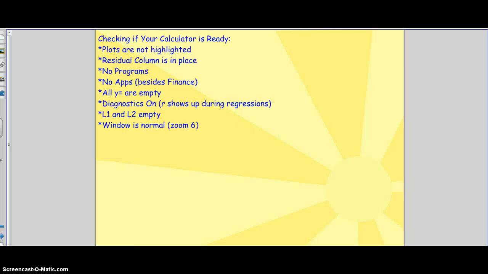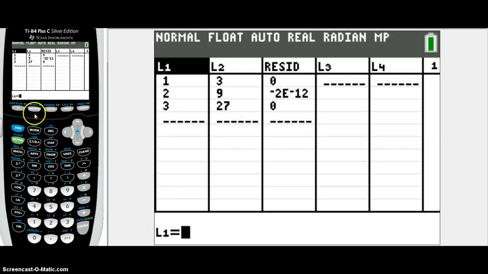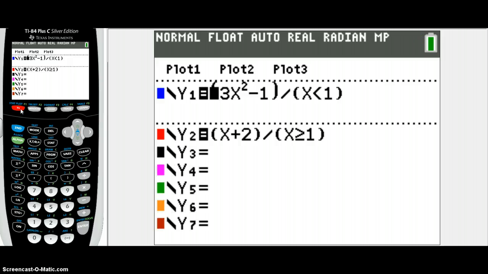Okay, last we're going to make sure our calculator is ready for the Regents, so you can pause it on this list and check all of these things. I'm just going to go through them in a different order. First, I'm going to make sure our plots are not highlighted. So if I hit y equals, the words at the top, plot 1, plot 2, plot 3, all should not be highlighted. If they are, you just arrow up to it, hit enter, and that should deselect it.